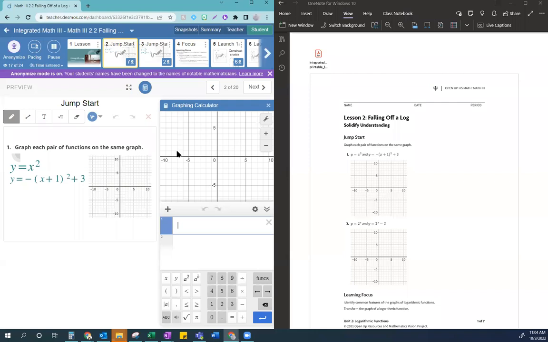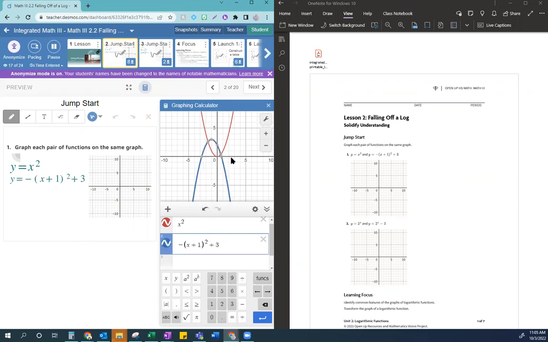So here it's going to tell us to do both of those, so I'm going to write both of those. So x squared, right? And then the second one says negative parentheses, I'm literally typing everything they say, x plus 1 quantity squared. And then if I write plus 3 here, it'll show where I want it.